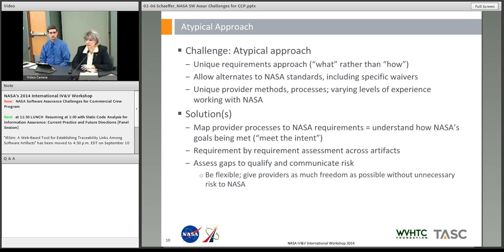Now we've got to figure out how to assess that. So what we chose to do was map what they were doing, based on the documentation we received, to the goals and objectives, the whole meeting-the-intent idea that NASA was expecting. For us, there were others in the agency who did this differently. Our option was to do that at the requirement level. So we created a spreadsheet.